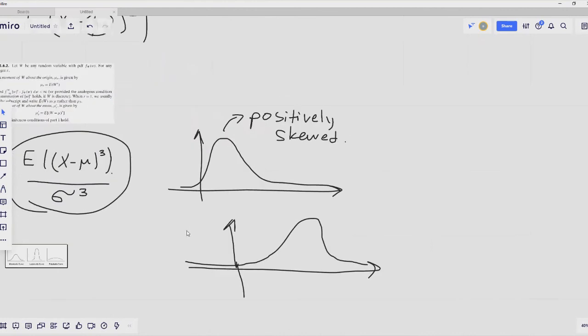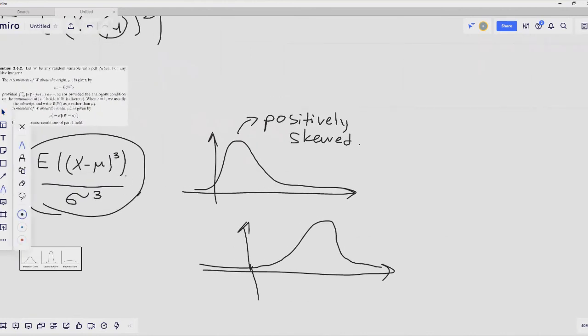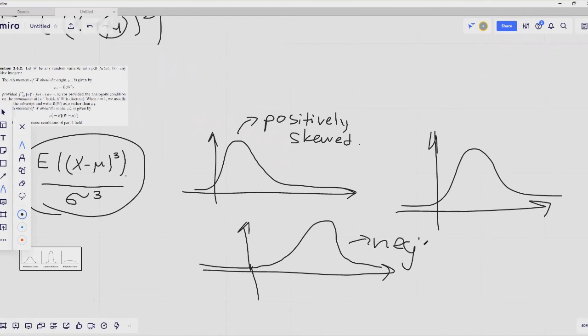And when skewness is equal to 0, it means that our data is symmetric, as follows. So this is negatively skewed, and this is symmetric when skewness is equal to 0.